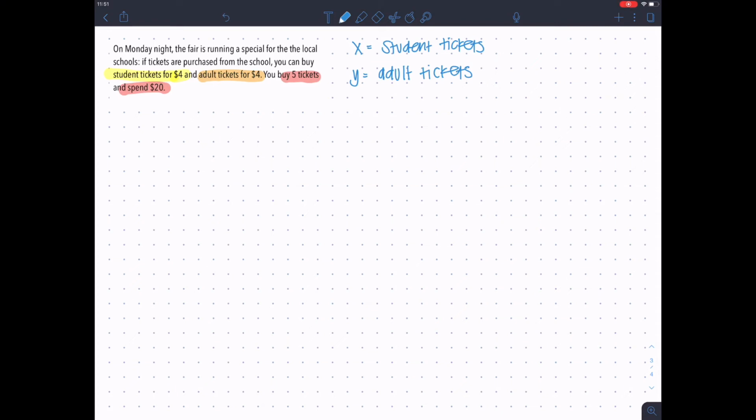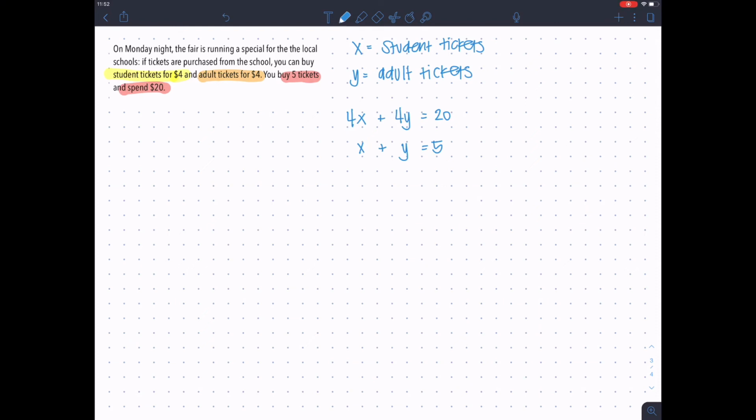So my equation would be 4x plus 4y equals $20, because $4 times the number of student tickets plus $4 times the number of adult tickets will equal $20, the amount I spent. And then my second equation is going to relate the number of tickets purchased, and we bought 5 tickets. So X is the number of student tickets I bought plus Y, which is the number of adult tickets I bought, should equal 5 total tickets.